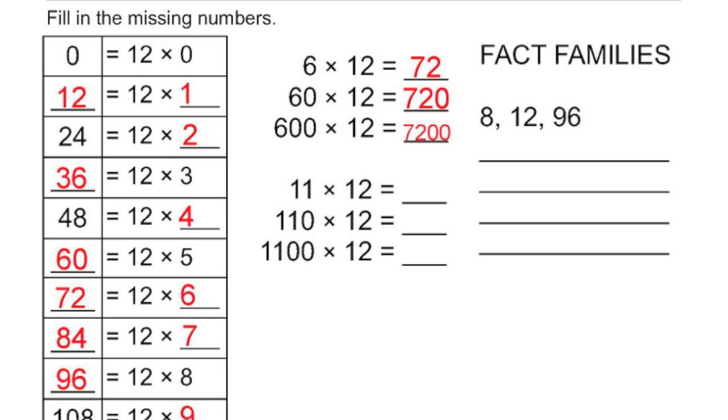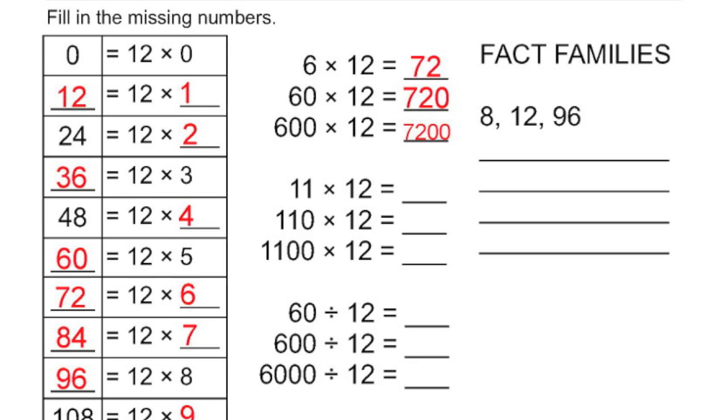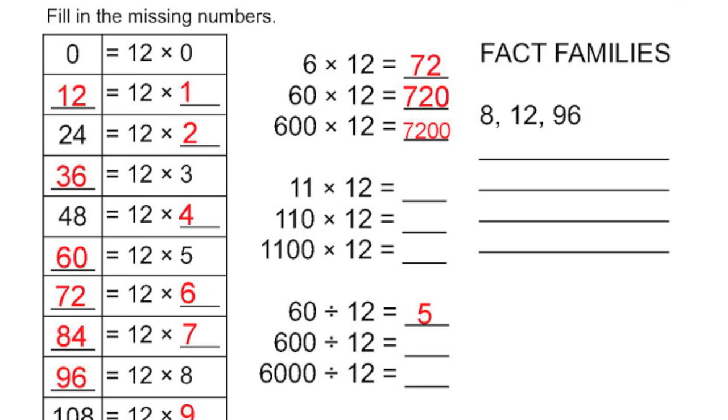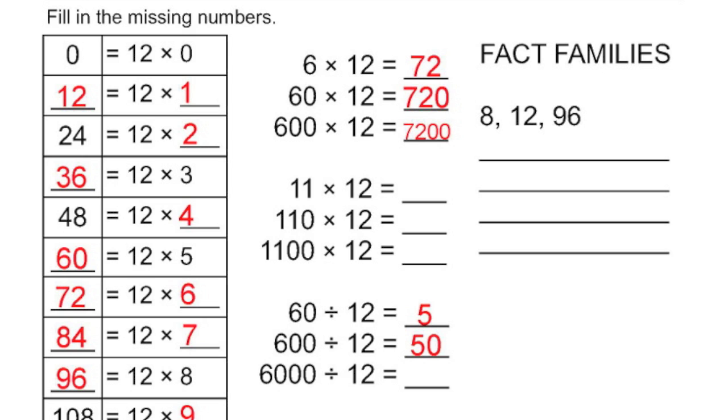Let's go back down to a division power of 10. So I have 60 divided by 12. That's equal to 5. So 600 divided by 12, that should be equal to 50. And 6,000 divided by 12 is equal to 500.